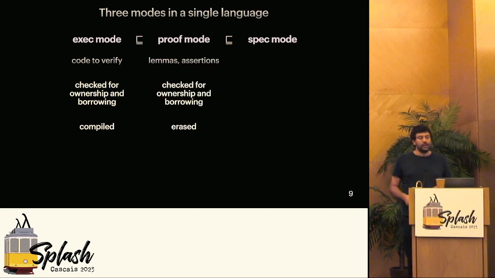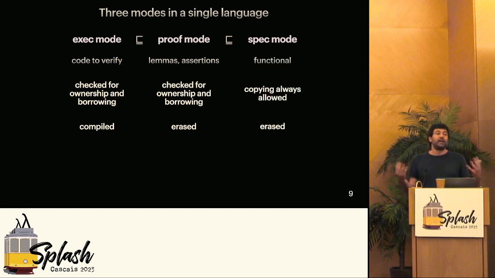Proof mode code is for lemmas and assertions, and it's still checked for ownership and borrowing, like regular Rust, but it's erased. We don't want it to appear in the binary. And finally, spec mode code, in which we write our functional specification of the program, is a functional language in which copying is always allowed. So we break out of the ownership and borrowing discipline because it's a functional language, and this is an erased mode as well. We don't want it to appear in the binary.